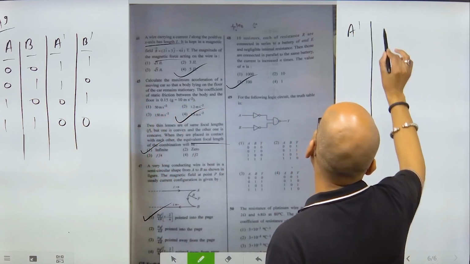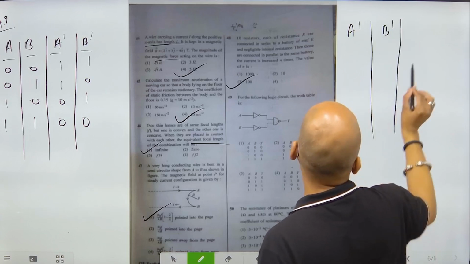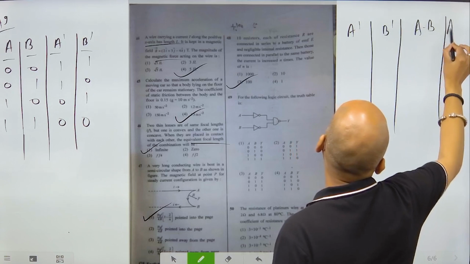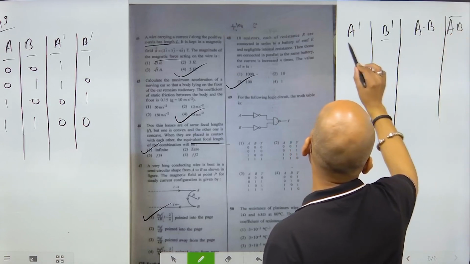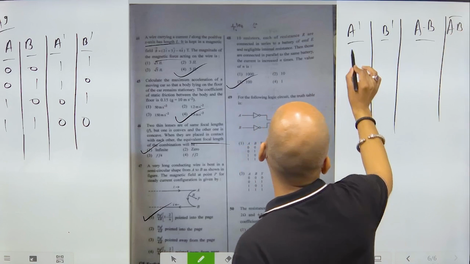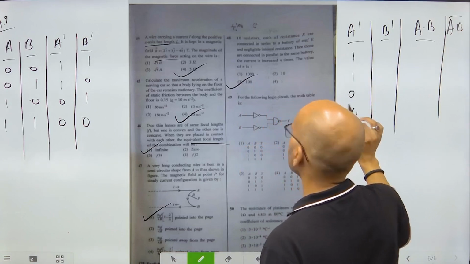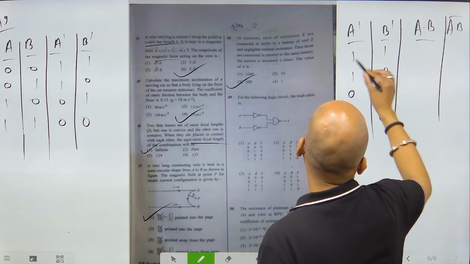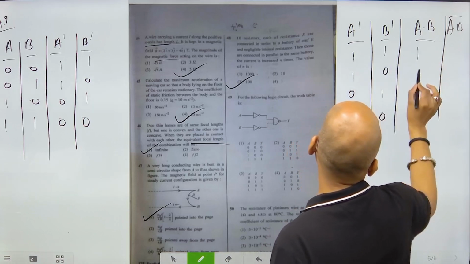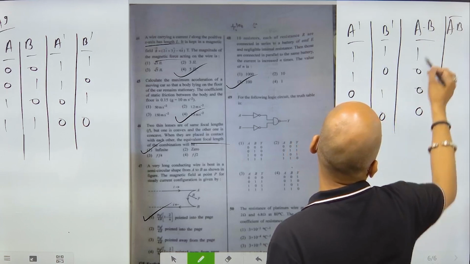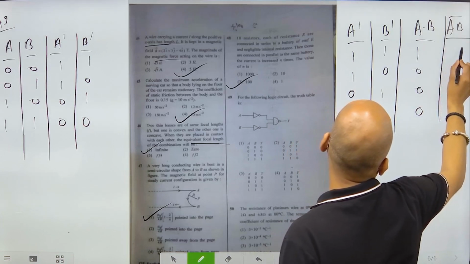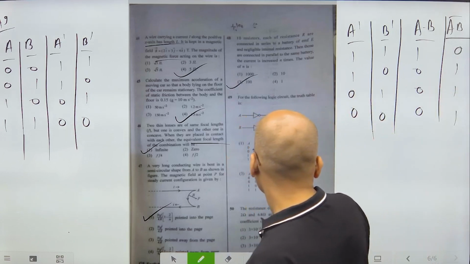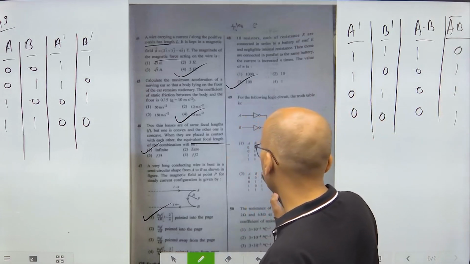Drawing it here. Fed into NAND means A dot B and then A dot B bar. So what is A dash? 1 1 0 0. B dash is 1 0 1 0. Multiplication A dot B is 1 0 0 0. Its complement will be 0 1 1 1. Output will be 0 1 1 1. Check where it is given. Option C, 0 1 1 1.